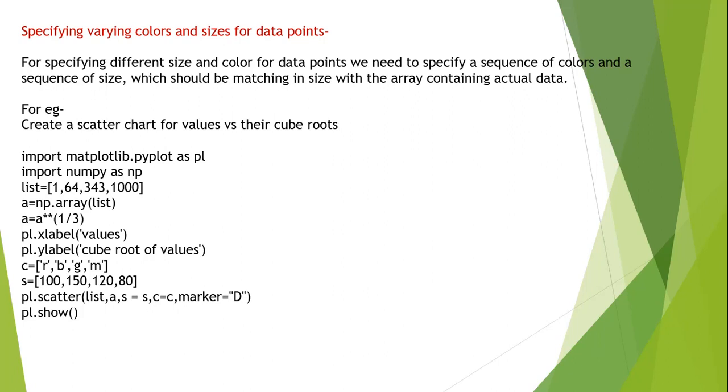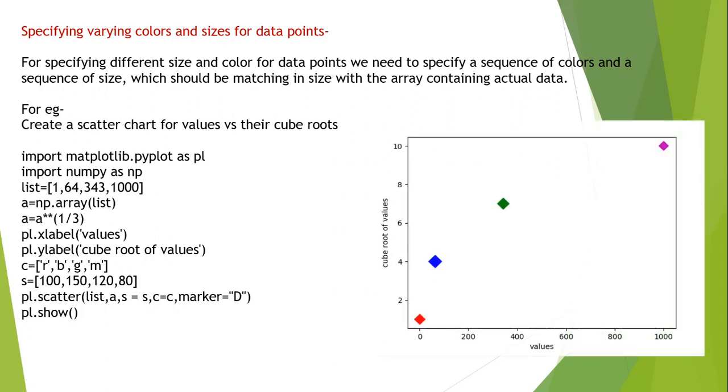So let's see what the output of this will be. As you can see here, the x-axis has values and the y-axis has the cube root of the values. Also, these diamond shapes are shown in different colors and different sizes, as we have given in the arrays. So the first diamond marker was to be given the red color. Here the first point is red, then the second one is blue, the third one is green, and the fourth one is magenta. And the sizes have been taken as 100, 150, 120 and 80, so size also varies accordingly.